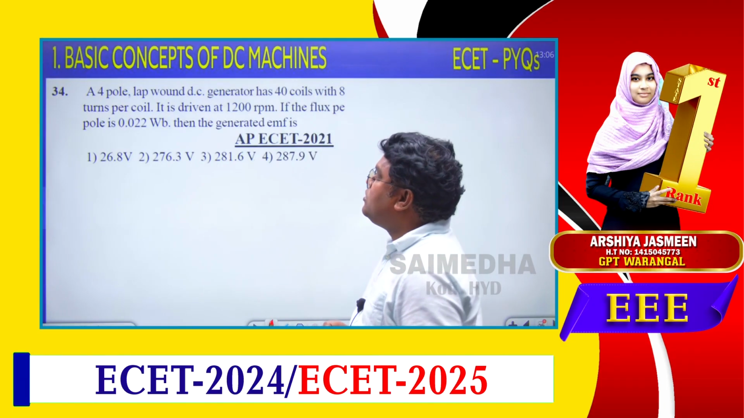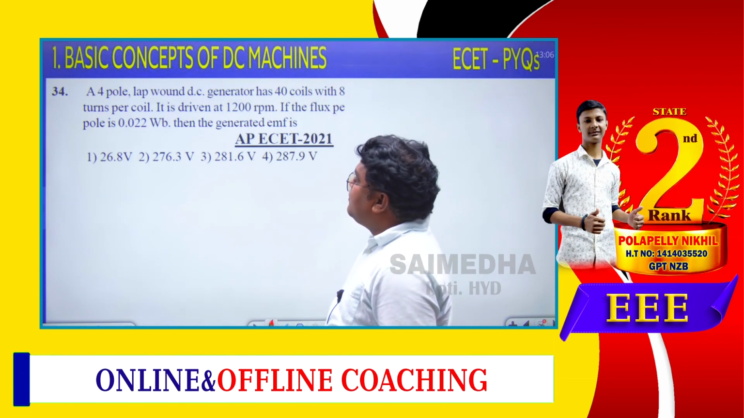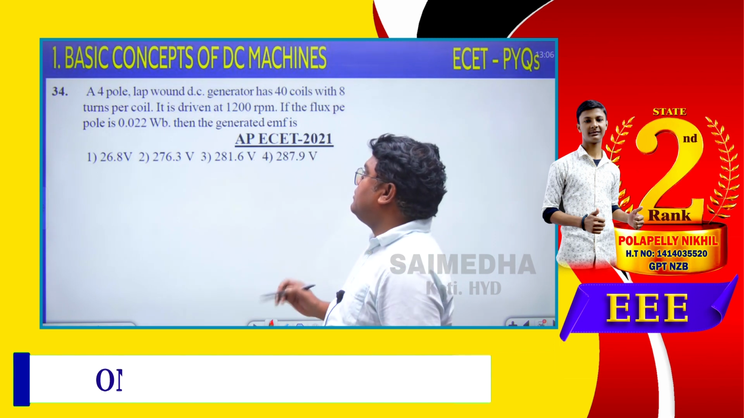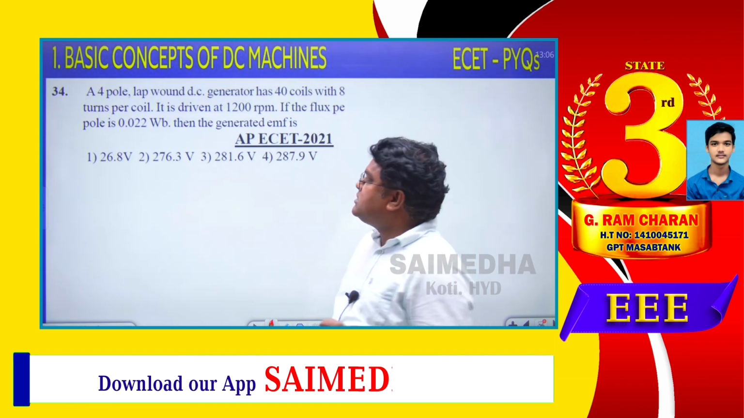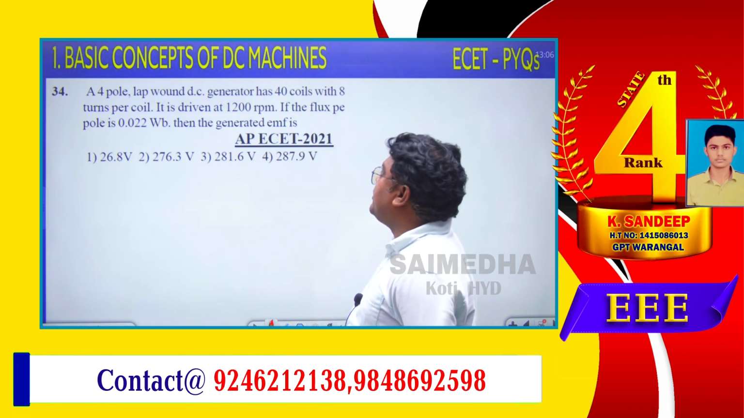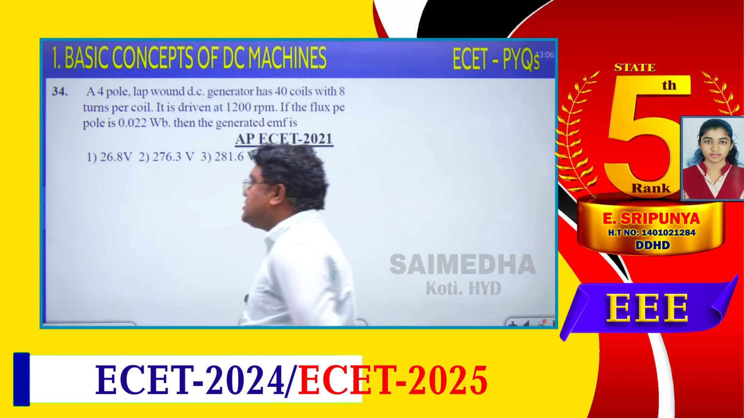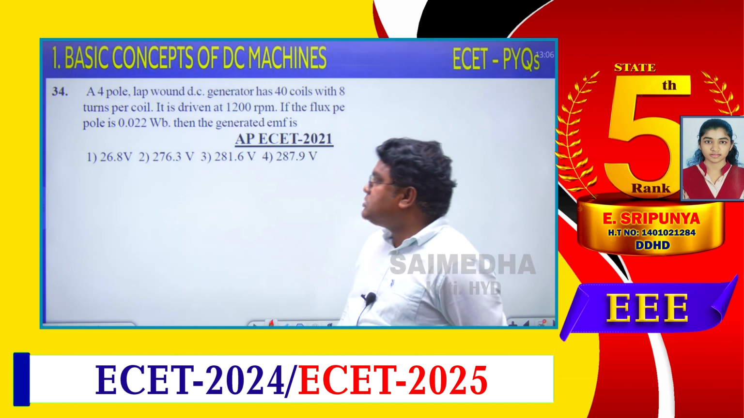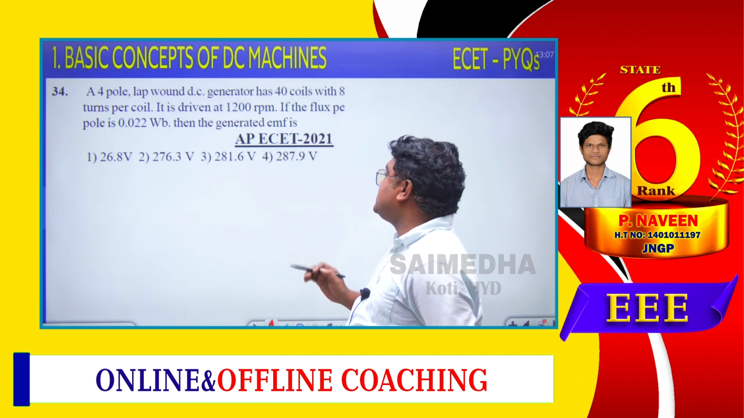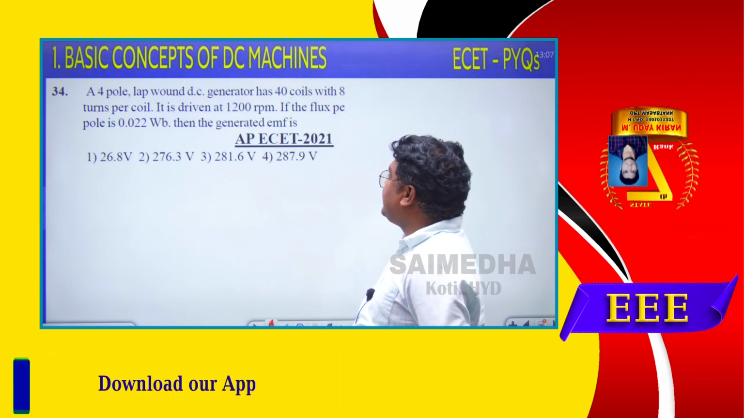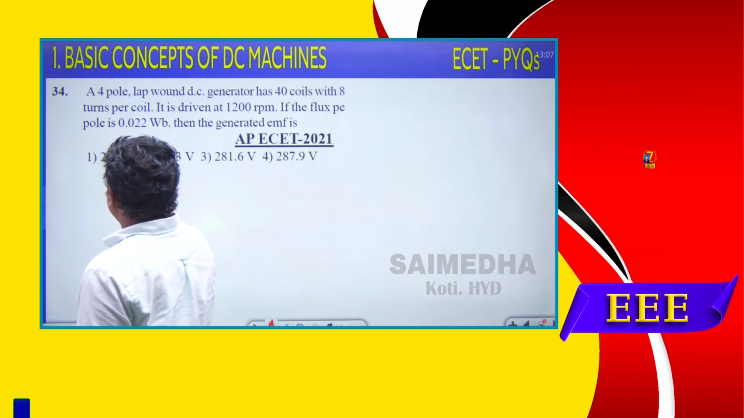Question number 34. A 4-pole lap-wound DC generator has 40 coils with 8 turns per coil. It is driven at 1200 RPM. If the flux per pole is 0.022 webers, then the generated EMF is: option 1, 26.8 volts; option 2, 276.3 volts; option 3, 281.6 volts; and option 4, 287.9 volts.